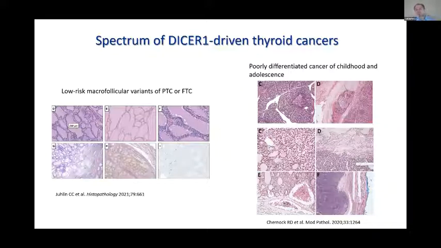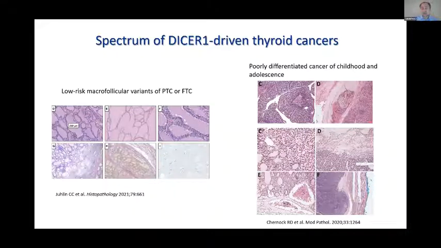On the opposite end of the spectrum of DICER1-driven thyroid cancers are poorly differentiated cancers of childhood and adolescence. They are very rare, but we and others have recently shown that approximately 80% of all poorly differentiated carcinomas developing in children and young adults up to 20, 30 years old are driven by DICER1 mutation. Also a rare disease, but it's very different from all other classical poorly differentiated carcinomas that we see in adult patients.